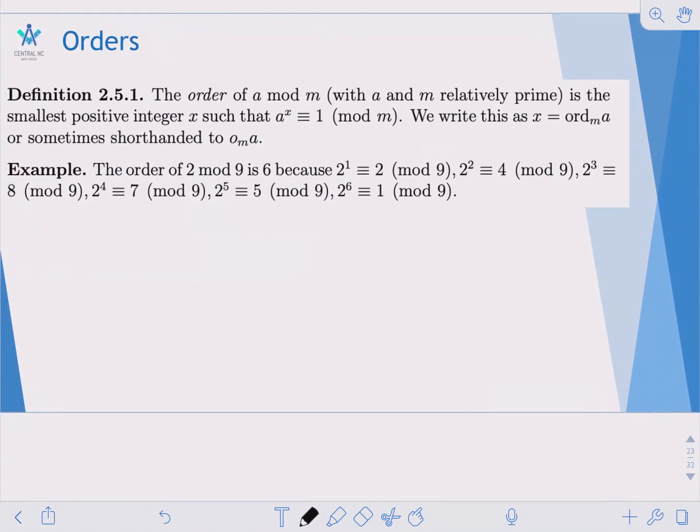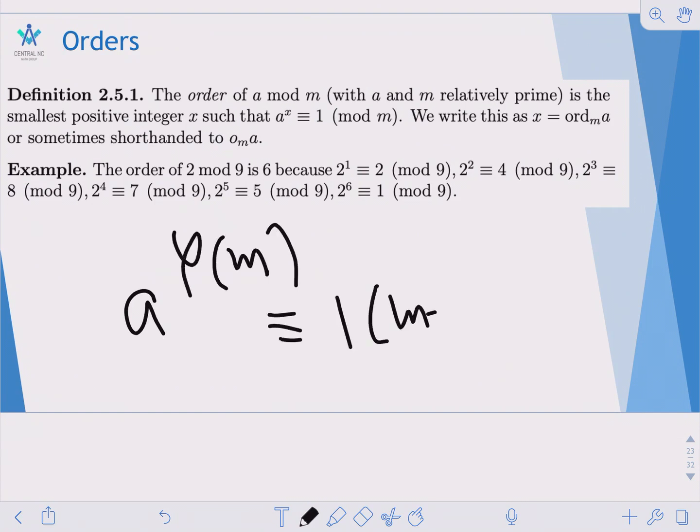Right, back to the order. The order is the smallest positive integer x such that a to the x is equivalent to 1 modulo m, where a and m are relatively prime. Now, why is it important that a and m are relatively prime for the order to even exist? Well, if a and m are relatively prime, then a to the phi of m is congruent to 1 modulo m.